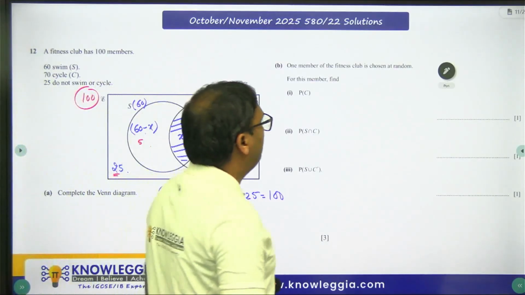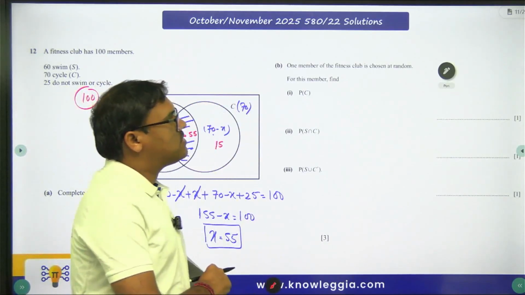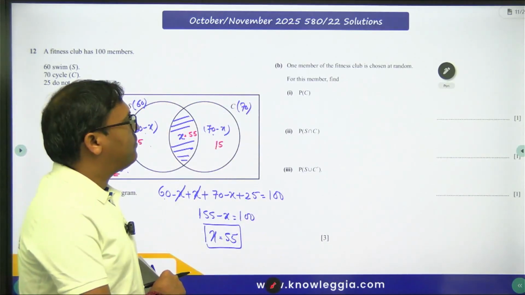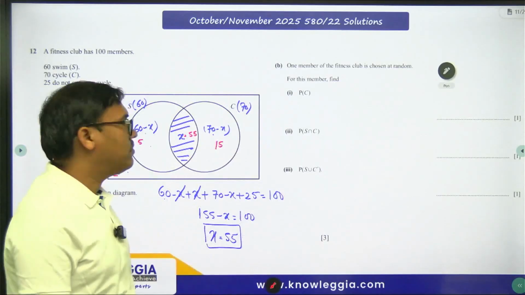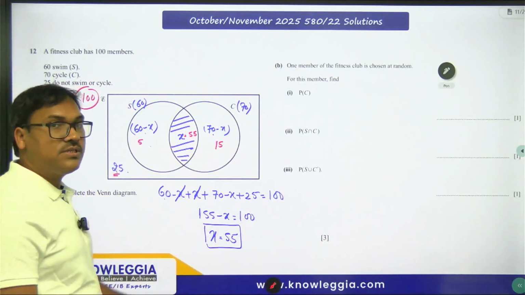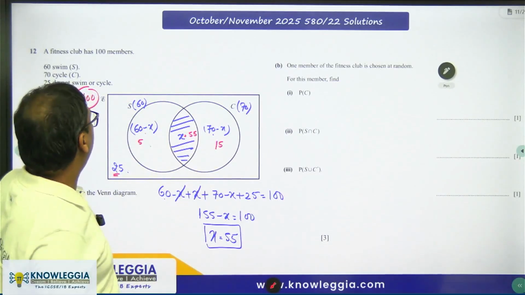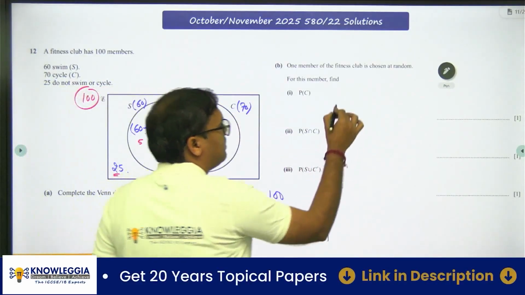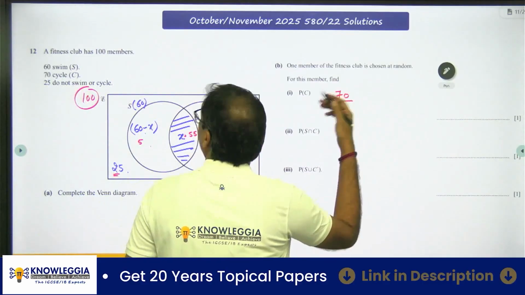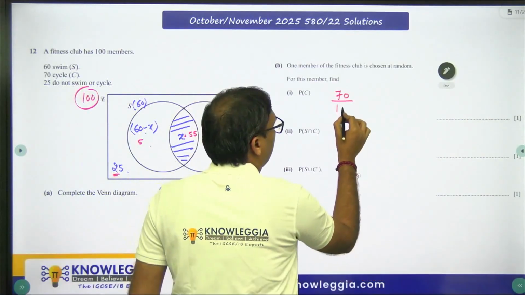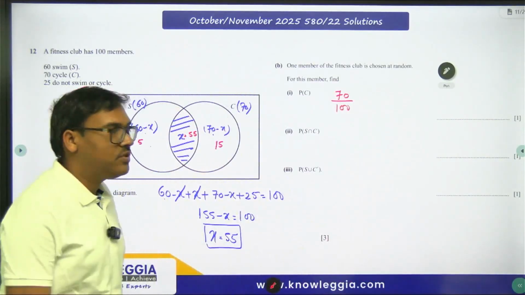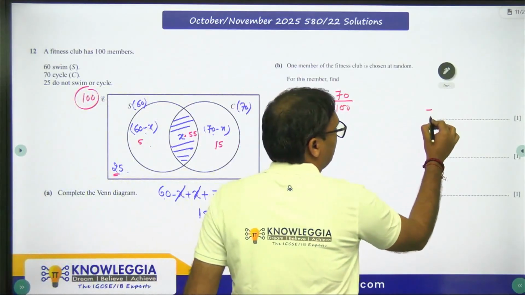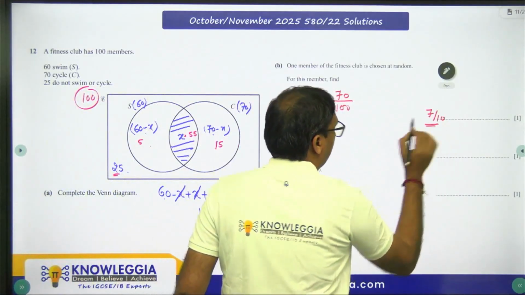Now the next one. One member of the club is chosen. Find the probability that the person swims. Okay. Person cycles. So you can see how many persons are there who are cycling? 70. Out of total, how many persons are there? 100. 100 members are there. So what is the probability? This is 70 by 100, which is 7 by 10.